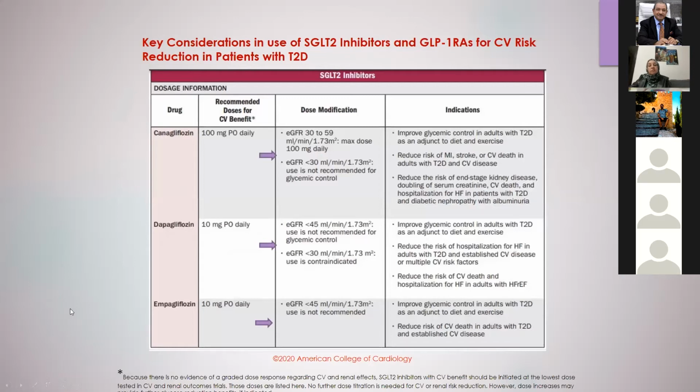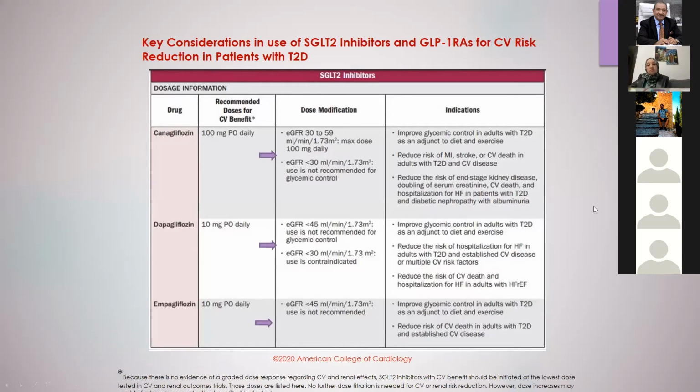This is the important one. Please, everybody was speaking about the proper estimated GFR for treatment of SGLT2 or starting SGLT2. Look at this one. This is by the American College of Cardiology. Now, 100 milligram orally, estimated GFR 13 to 59. This is in Canada. Now, not recommended for glycemic control below 30. Dapagliflozin below 45 is not recommended. GFR less than 30 is contraindicated.